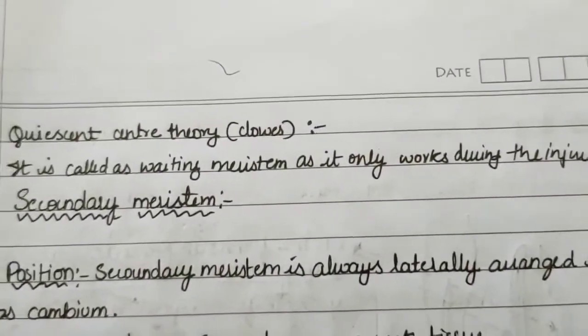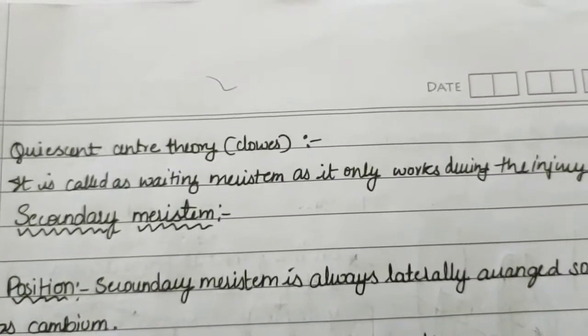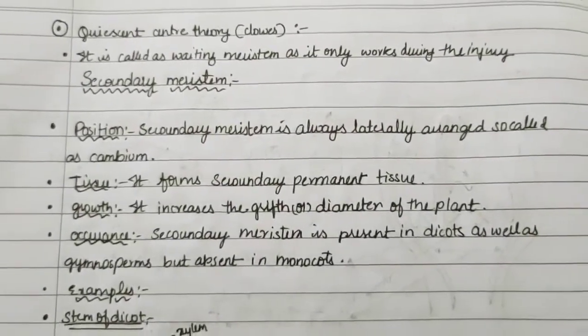It is also called the waiting meristem theory, as it only works during injury. When any mechanical injury occurs, the cells which do not have the capability regain the capability of division and divide. So it is known as the waiting meristem theory. Then secondary meristem.